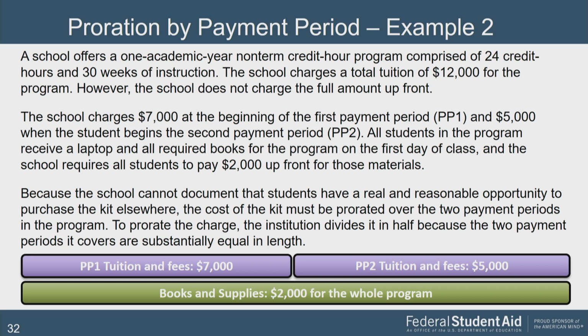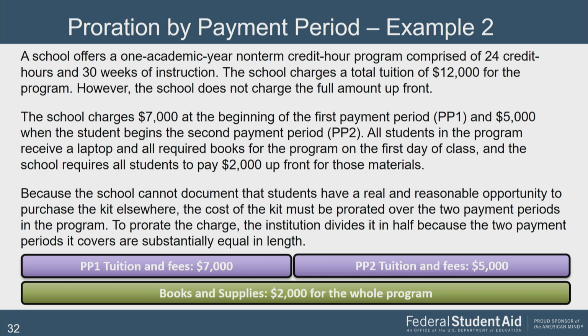The school actually charges $7,000 at the beginning of the first payment period and $5,000 when the student begins the second payment period. So they're actually charging for tuition and fees, the actual charges that are associated with each payment period. All students in the program receive a laptop and books and supplies on the first day of classes, and the school requires all students to pay $2,000 up front for those materials. So here we have a sort of a mixture. The tuition and fees are not being charged up front, right? They're being charged by payment period, and they're the actual charges for those payment periods. However, the $2,000 for books and supplies is being charged up front.